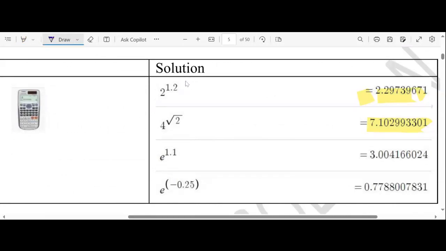This is an exponent. Here, this is the exponent. Okay? Yes. I will save this and put it in Blackboard so you can download it. Okay?